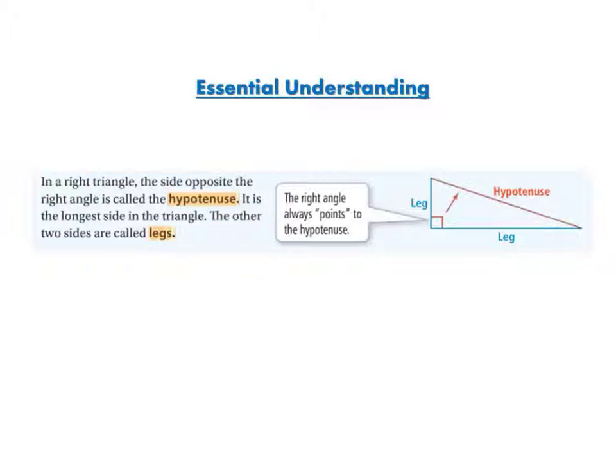In a right triangle, the side opposite the right angle is called the hypotenuse. It is always the longest side of the triangle. The other two sides, the ones that are touching the right angle, are called the legs. And as this says, the right angle always points to the hypotenuse.